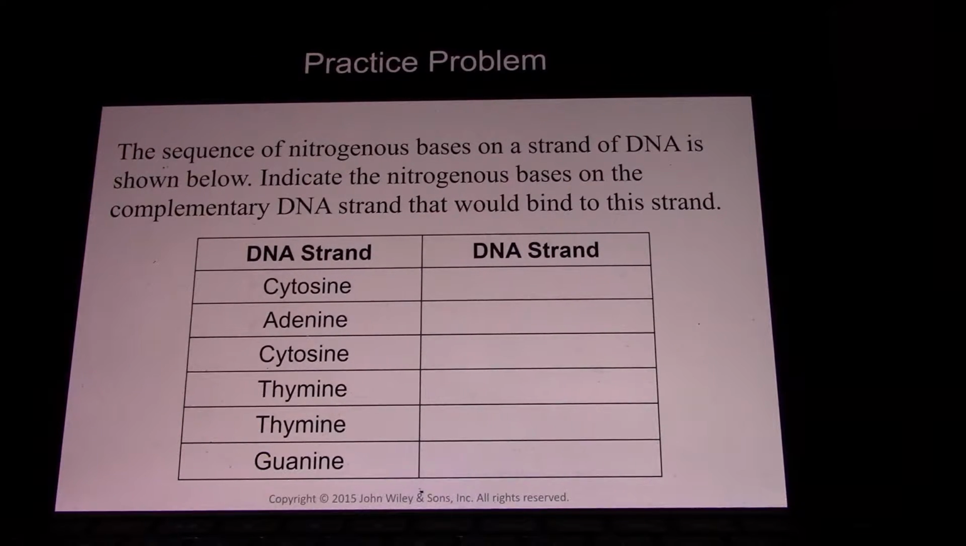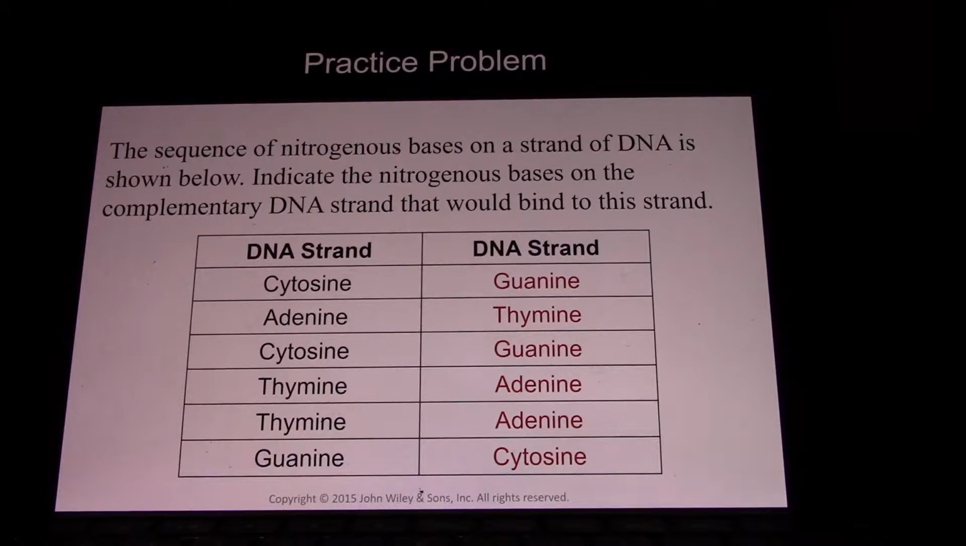So the sequence of nitrogenous bases on a strand of DNA is shown below. Indicate the nitrogenous bases of the complementary strand. Well, C binds G, adenine binds thymine, A binds T, C binds G, T binds A, T binds A, G binds C. The complementary to A is T. The complementary to T is A. The complementary to C is G. The complementary to G is C.